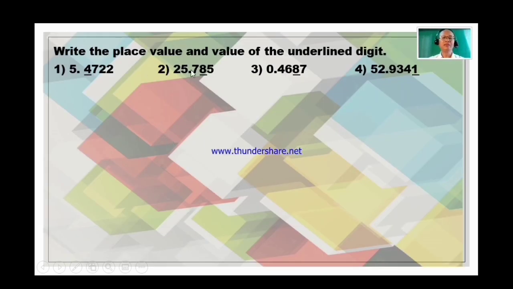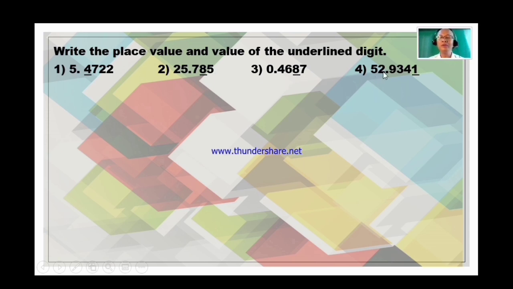Write the place value and the value of the underlined digit. We have there 5 and 4,722 ten thousandths. What digit have we underlined? 4. Number 2, 25 and 785 thousandths. It did not reach the fourth place, so our underlined digit there is 8. Number 3, 0 is our whole number, and 4,687 ten thousandths, because this is 4 digits. Our underlined digit there is 8. Take note of that.